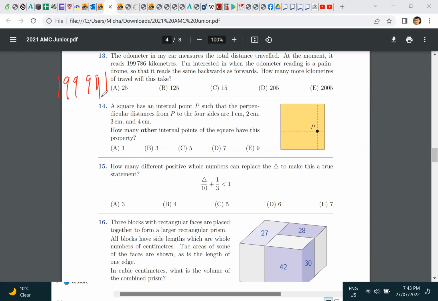You got 199,801. That's 15, so it's not that one for sure. 199,8-something, yeah? So the 125 will give you a 9-something, but it's not big enough to give you a 99, yeah? So it definitely has to start with 199, so then it has to definitely end with 991, yeah? Okay, good. So the answer is D.